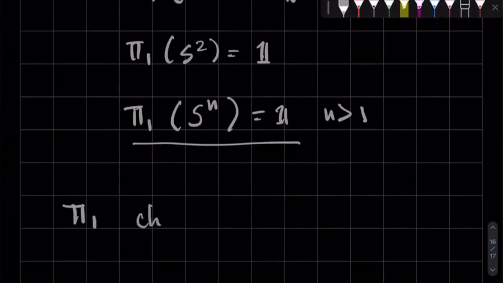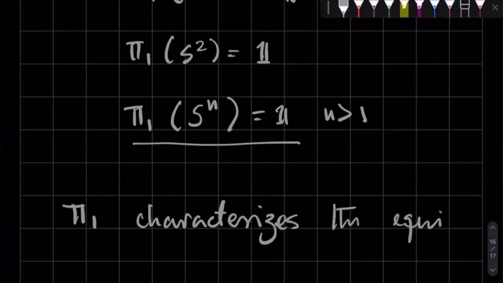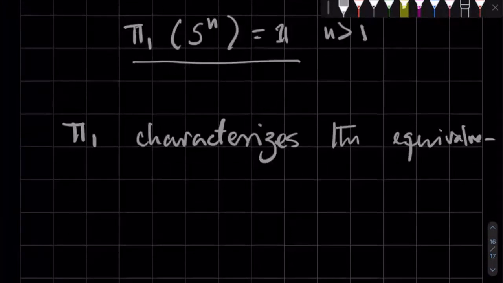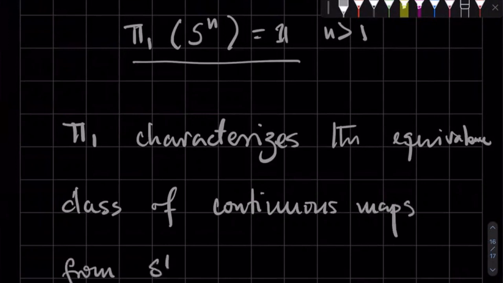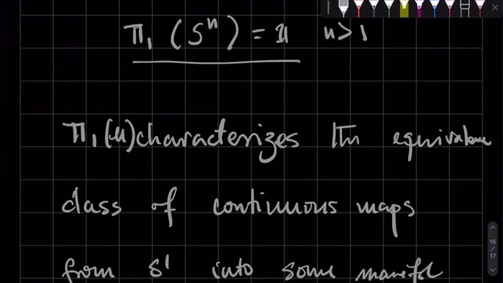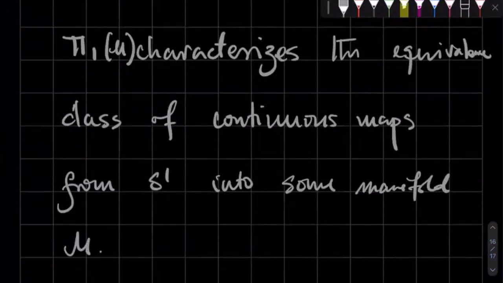Okay, so pi 1 characterizes the equivalence class of continuous maps from S1 into some manifold M, written pi1 of M. This actually is not just for manifolds, it's also for other shapes, but that's more technical, and I'm not really the right person to talk about that.